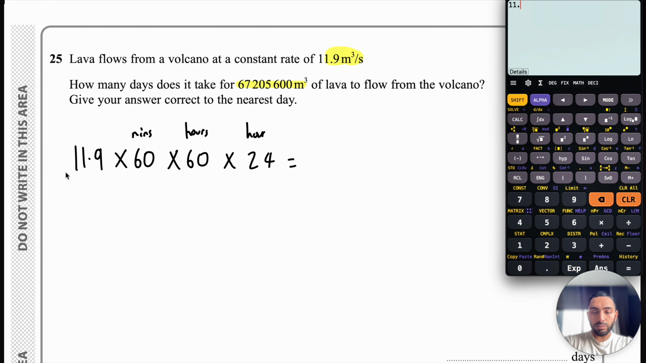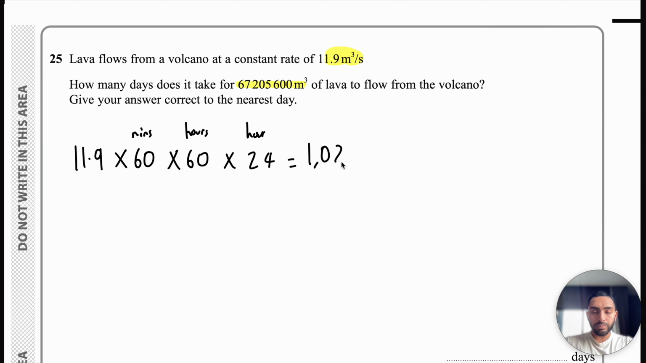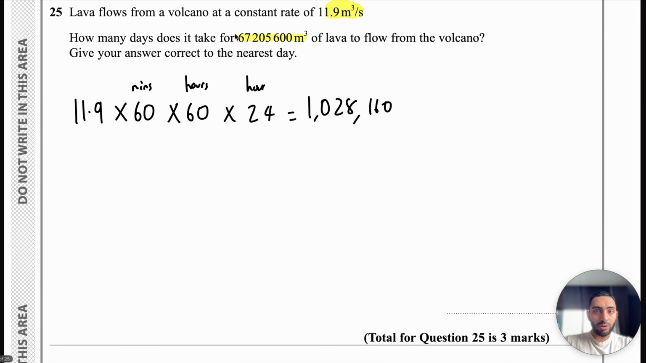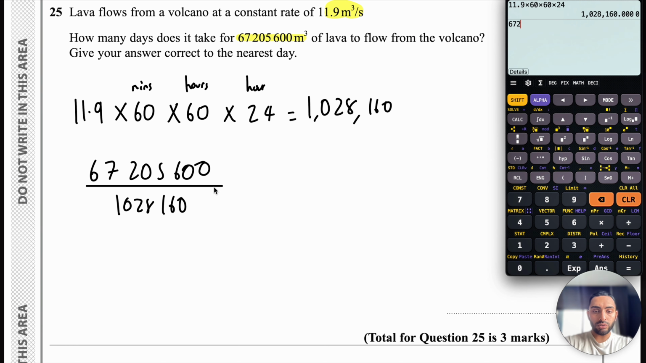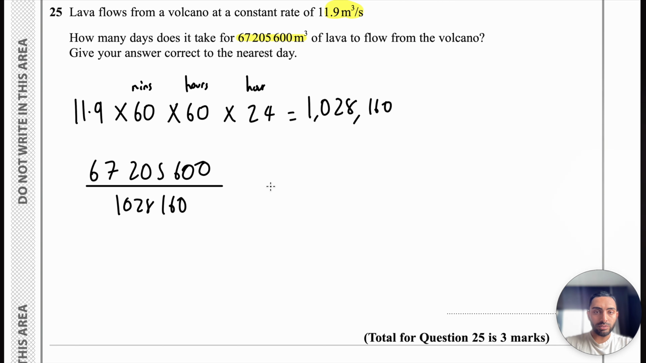Type that in. I've got 11.9 times by 60 times by 60 times by 24, which is 1,028,160. I want to figure out how long it takes this amount of lava to flow, so I'm going to do this one divided by this one. So 67,205,600 over 1,028,160. Just do 67,205,600 and divide it by my previous answer. So just press the answer button. That'd be 65.364.